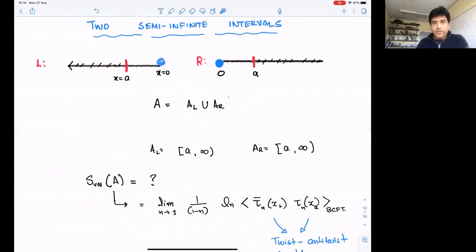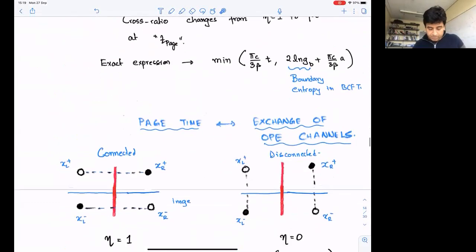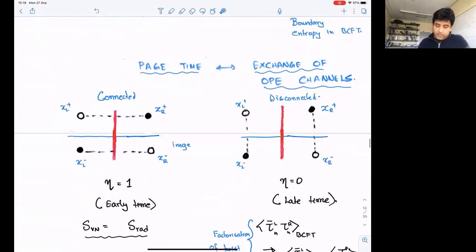So what this expression is telling us is that the maximum von Neumann entropy that you can have for these two intervals, the union of these two intervals, is basically the sum of the boundary entropies and the thermal entropy of this complementary interval. This is exactly what one gets when one uses the island prescription. And we'll talk about this in a minute.